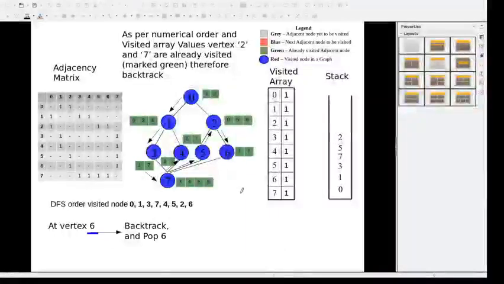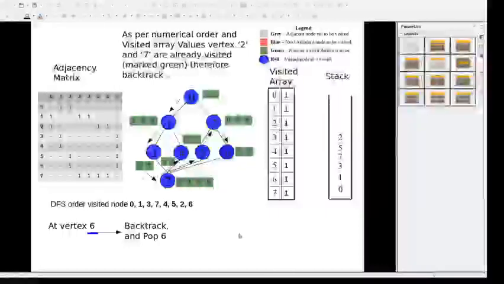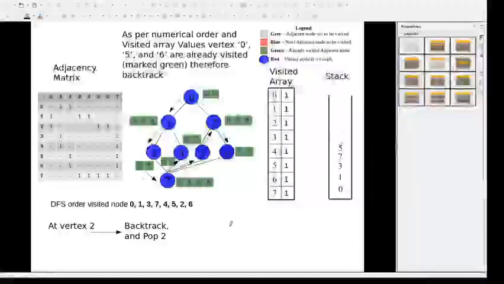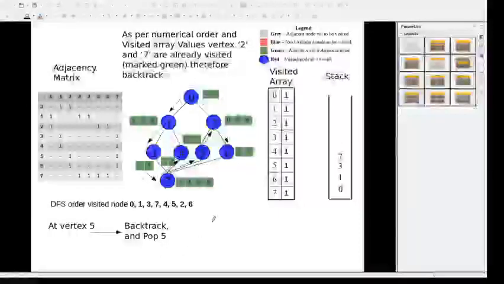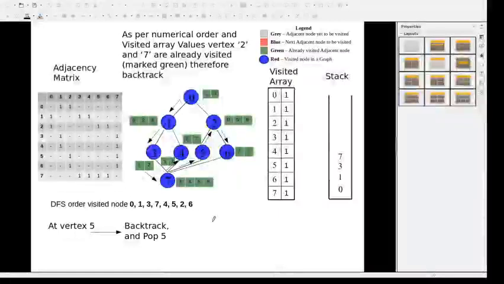The next element that I should visit will be 2. Okay, then I will go to 2. I will come to know that each and every adjacent vertex of vertex 2, that is 0, 5, 6, are already visited and marked. Therefore I will perform the backtrack operation. I will remove it from the stack top. So 2 is removed from the stack top. Then I will visit the node 5. Here also I will come to know that the adjacent vertices for 5 are 2 and 7, which are already visited. Perform the backtrack operation, remove the element from the stack top.